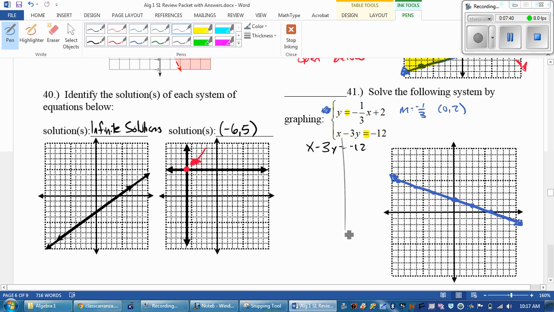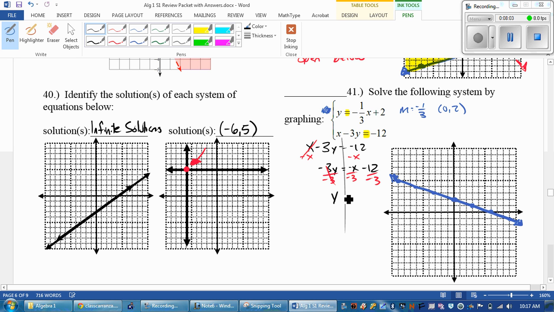The first thing that I notice about this is the y is not by itself. So we have to solve for y. So that's -x minus 12. To get the y by itself, I'm going to divide by -3.